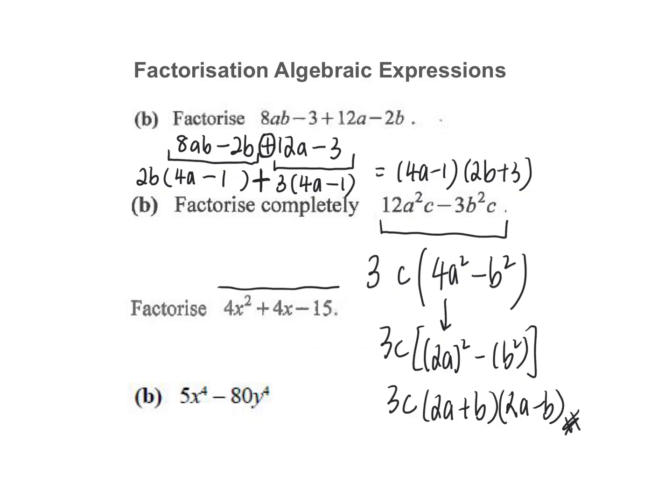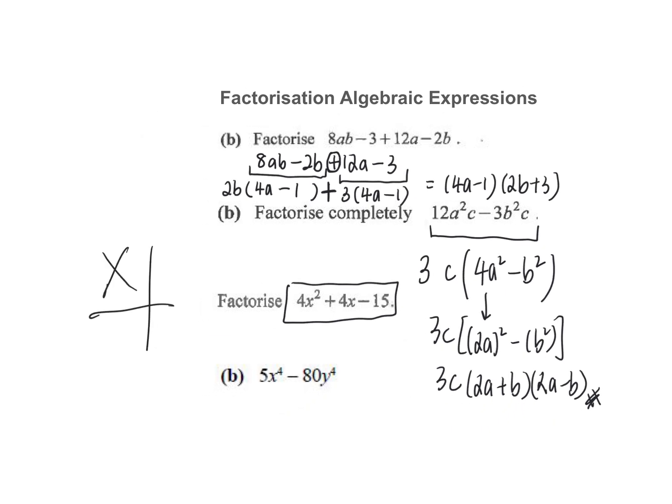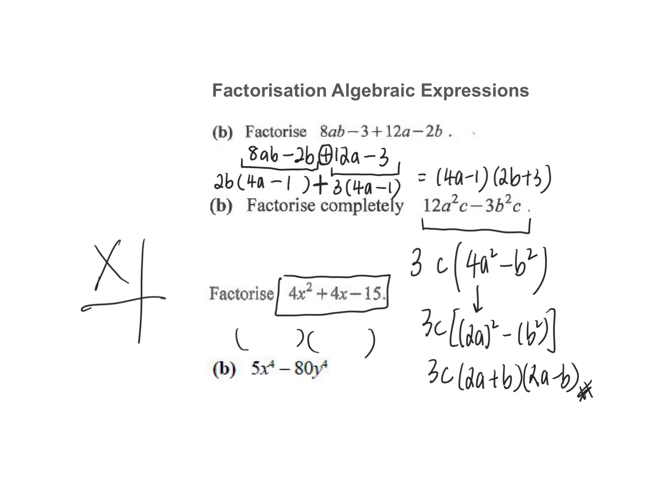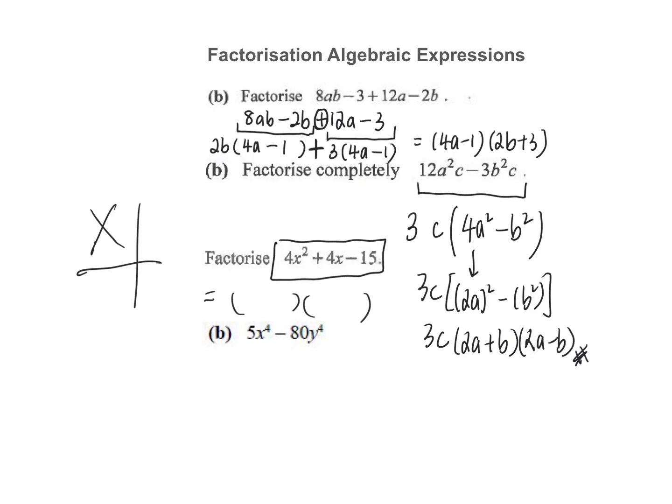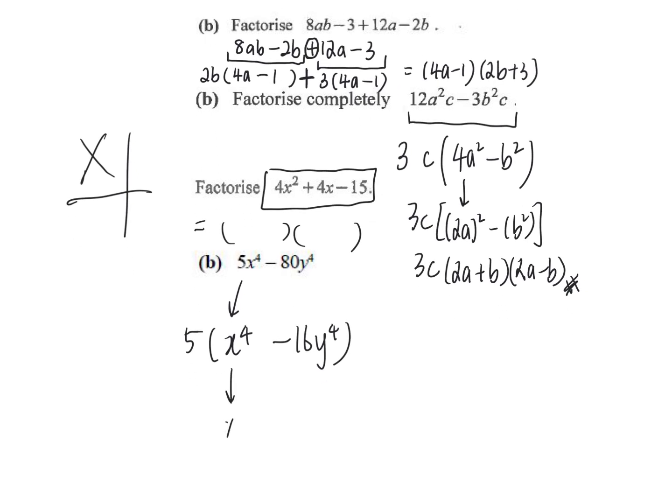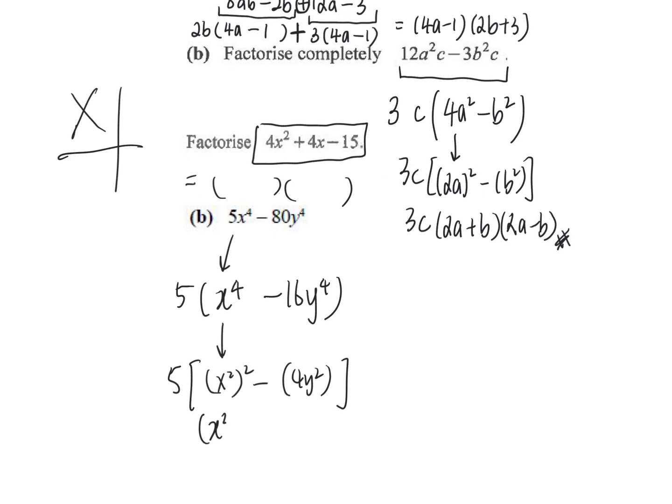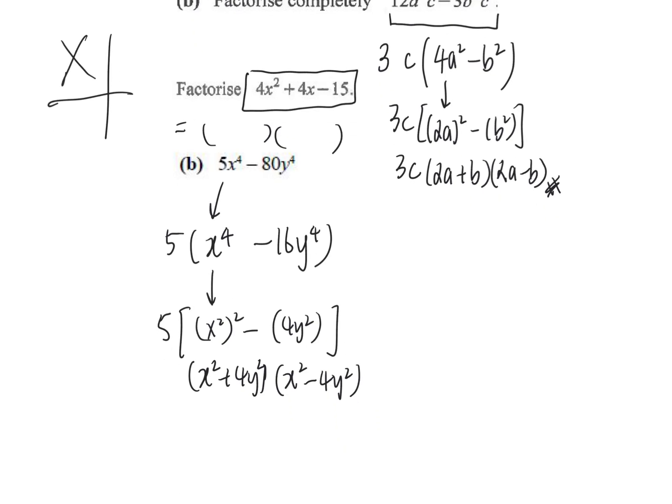Okay, if it's this 3, what do you do? Do this one. Okay, then you go and factorize these 2. This one, take out the 5 first. Then you realize they are perfect squares again. So this is x square. This is 4y square. Then redo. It's the same old thing. A plus B, A minus B. Then you realize this is a perfect square. Can split some more. Can you see?